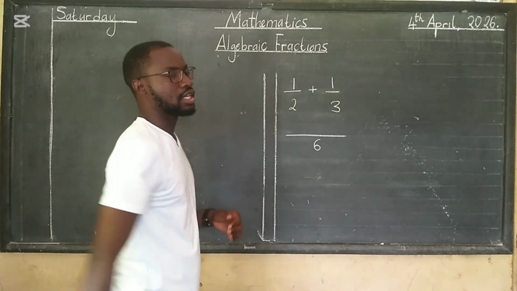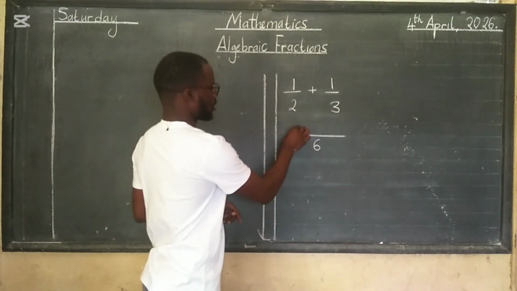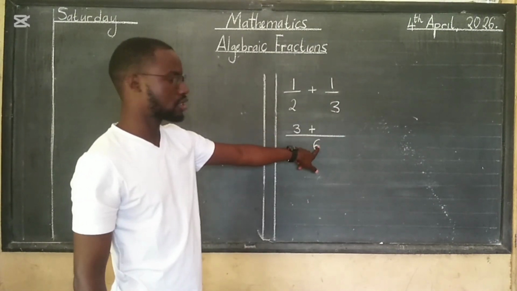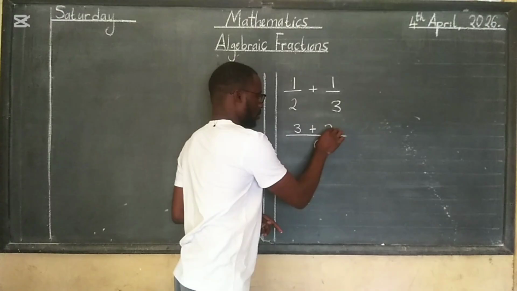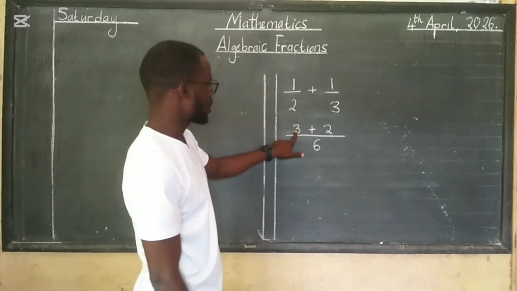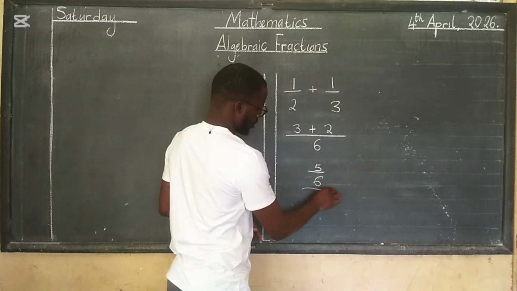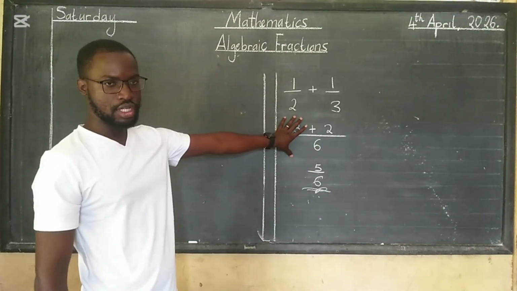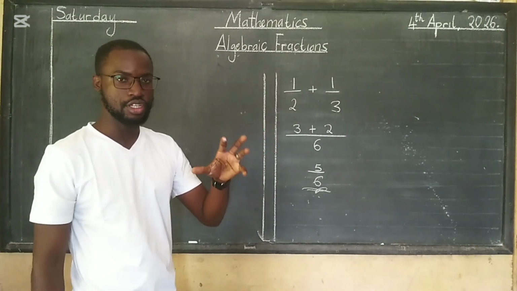2 into 6 is 3. Now that same 3 multiplied by the 1 up here will give us a 3, plus 3 into 6 is 2, multiplied by that 1 up there will give us 2. 3 plus 2 is going to be 5/6. This method is easy, but there's one that is much easier.